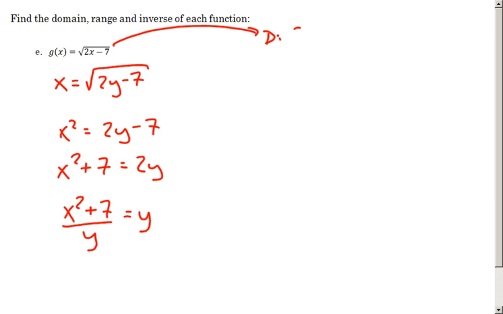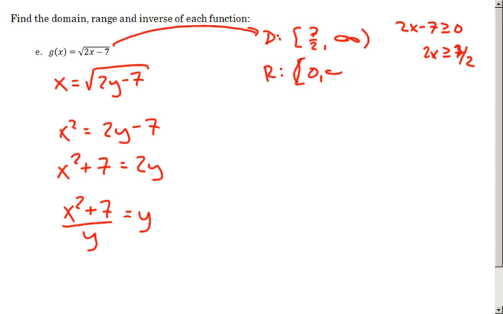Here, your domain has to be what? So you get 2x minus 7. That has to be bigger than or equal to 0. So that means that 2x has to be bigger than or equal to 7, so x is bigger than or equal to 7 halves. Okay. And your range is going to be 0 to infinity because that's the lowest number that you can plug in here.